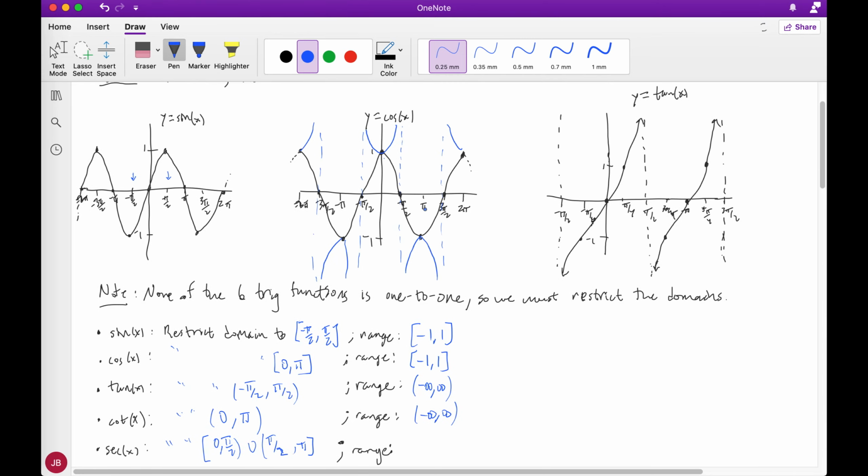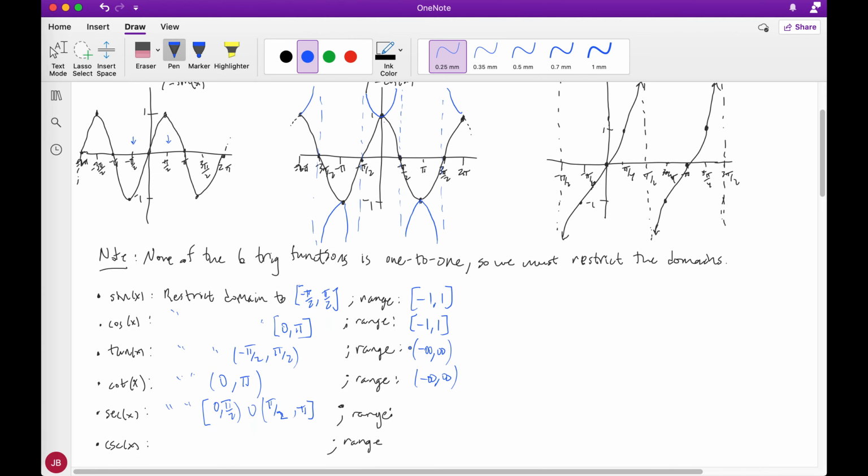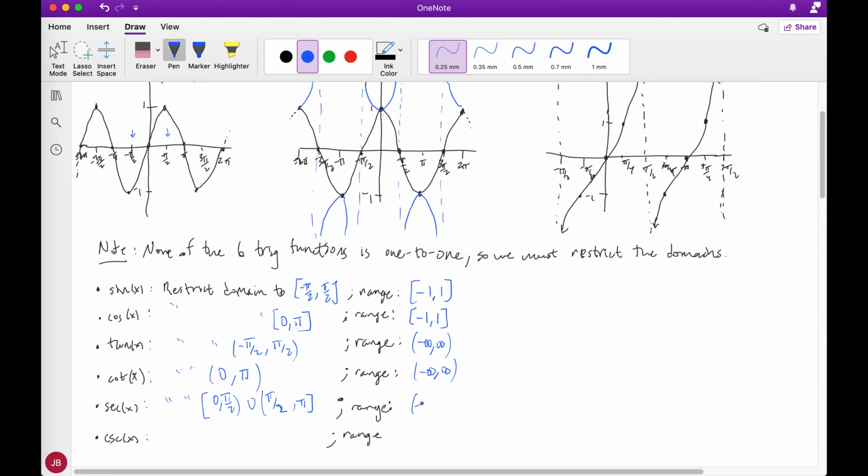And now the range, well, let's look. This piece that goes left and down here hits everything from minus infinity up to minus 1. And then this piece here hits everything from 1 up to infinity. So I think the range will then be like so.